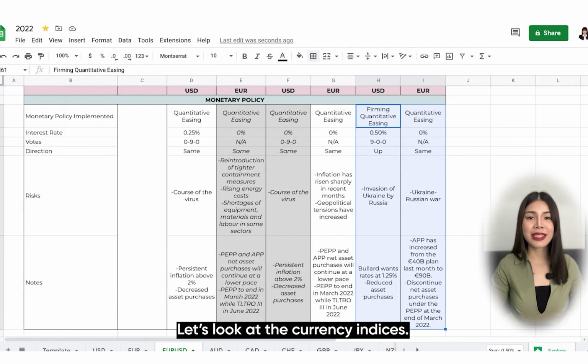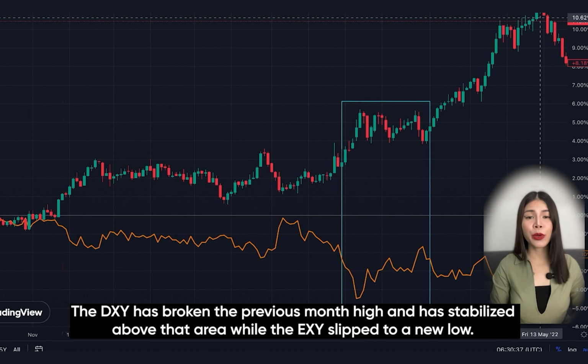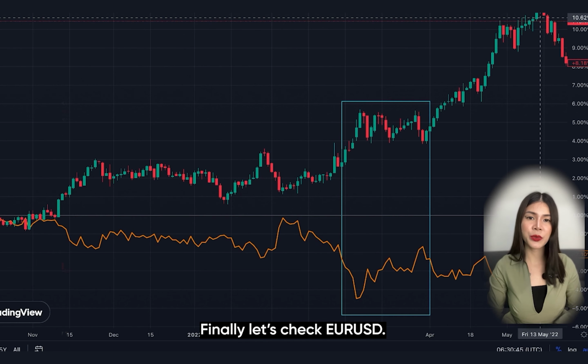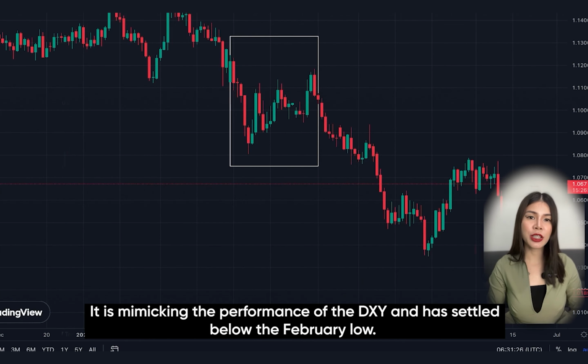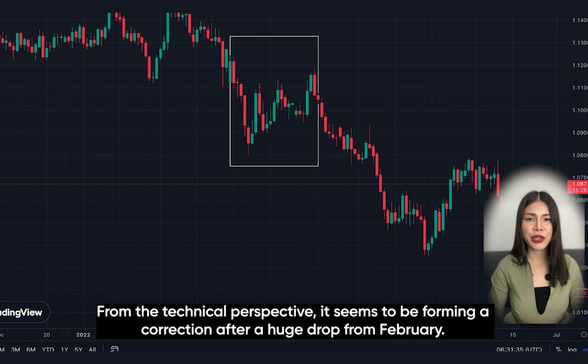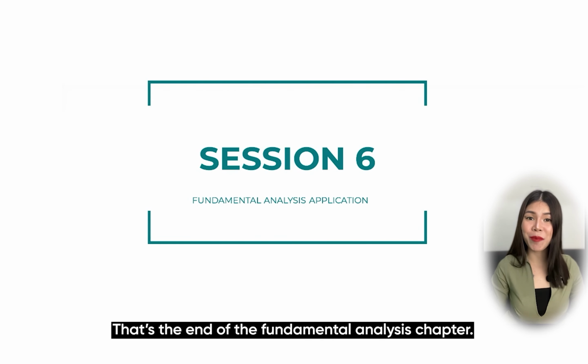Let's look at the currency indices. Let us confirm our analysis. The DXY has broken the previous month high and has stabilized above that area, while the EXY slipped to a new low. Finally, let's check Euro USD. It is mimicking the performance of the DXY and has settled below the February low. From the technical perspective, it seems to be forming a correction after a huge drop from February. That's the end of the fundamental analysis chapter.